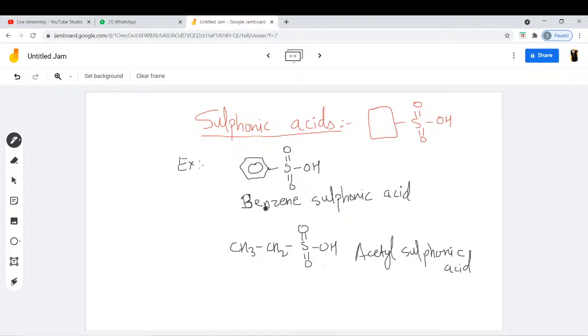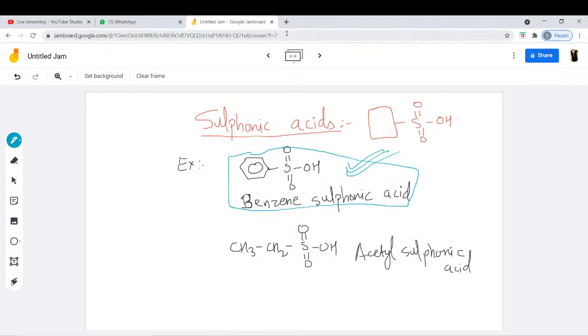Okay, but out of which, benzene sulfonic acid is much more famous. This benzene sulfonic acid is very important. Many times, benzene sulfonic acid is the only one used in many reactions. Acetyl sulfonic acid and these others are not as famous in many reactions. But if you talk about the names of sulfonic acids, benzene sulfonic acid is very useful. Okay, nice.